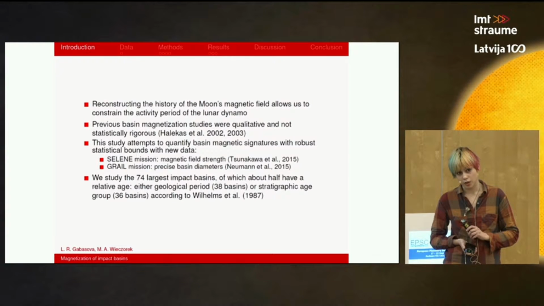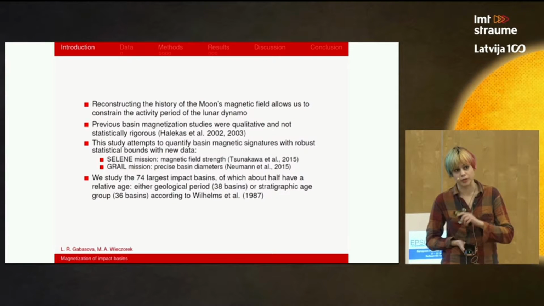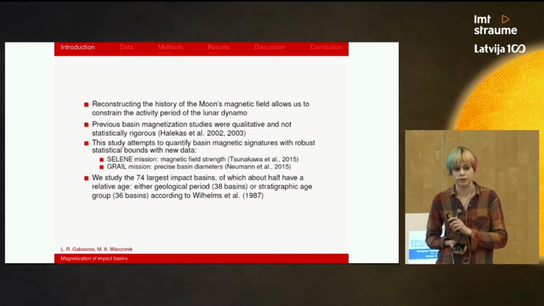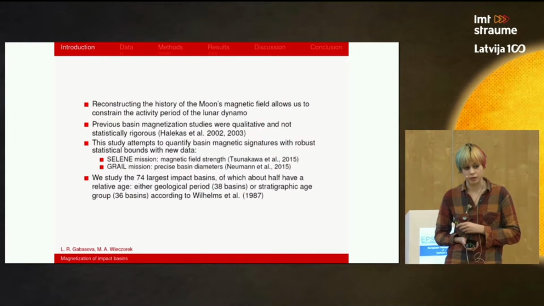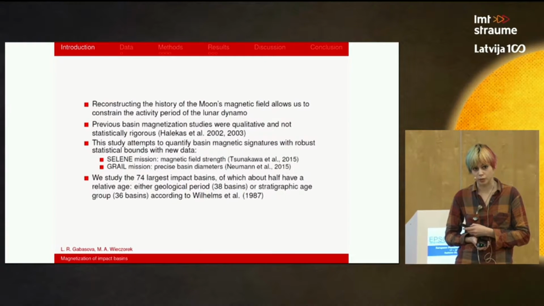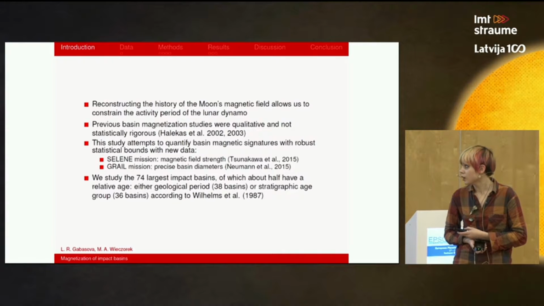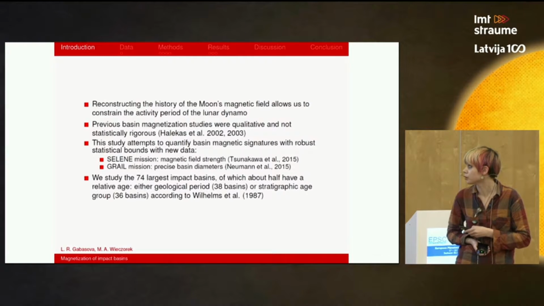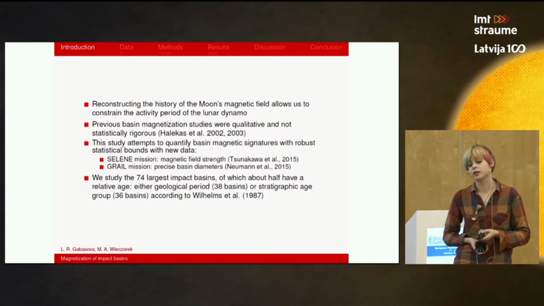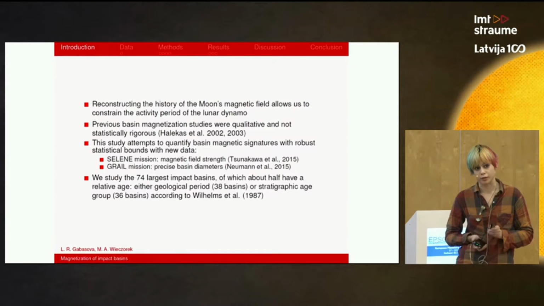Studies like this have already been done, notably by Jasper Halekas about 15 years ago, but he didn't really try to quantify it, instead just looking at the radial profile and classifying it by eye, whether or not it was magnetized or demagnetized. My aim here is to provide this quantification with a robust statistical backing, and also to use new data, so data from the Kaguya mission for the magnetic field strength map, and also data from GRAIL for more accurate basin diameters.